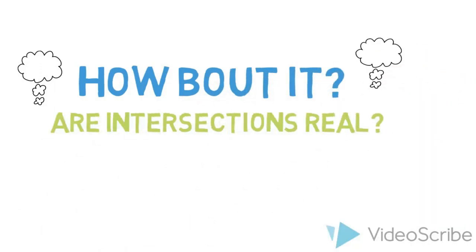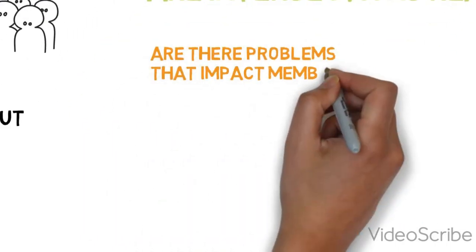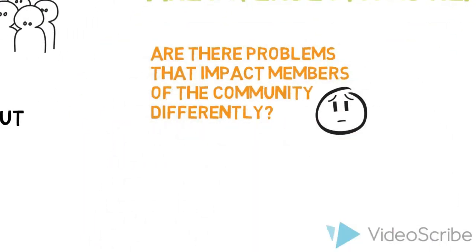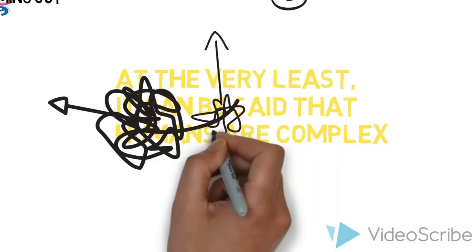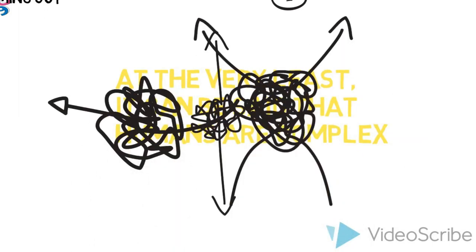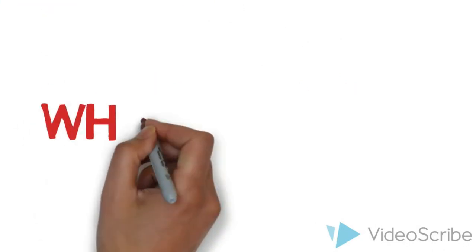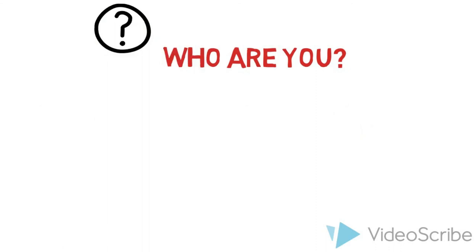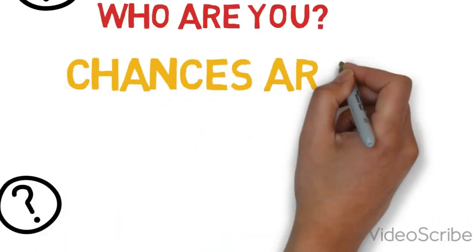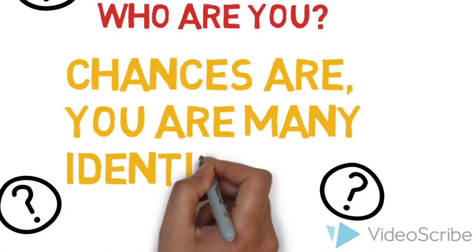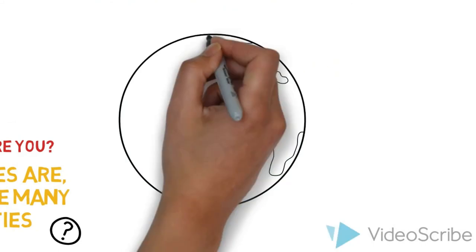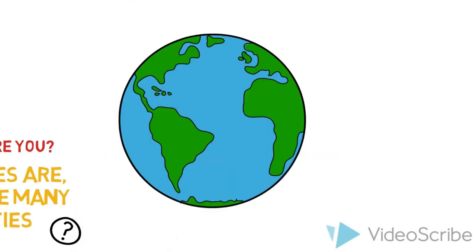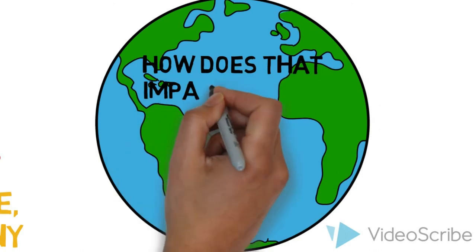Are intersections real? Are there problems that impact members of the community differently? At the very least, it can be said that humans are complex. Who are you? Chances are, you are many identities, just like a normal complex person. And the whole world is pretty big, nice and blue. How does that impact how you function in the world?